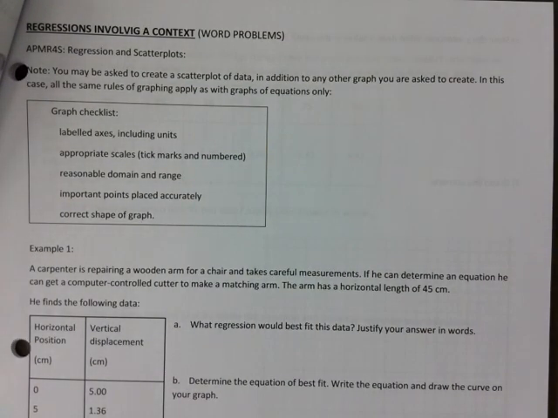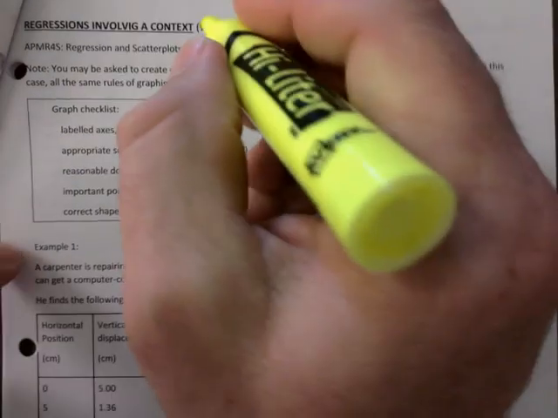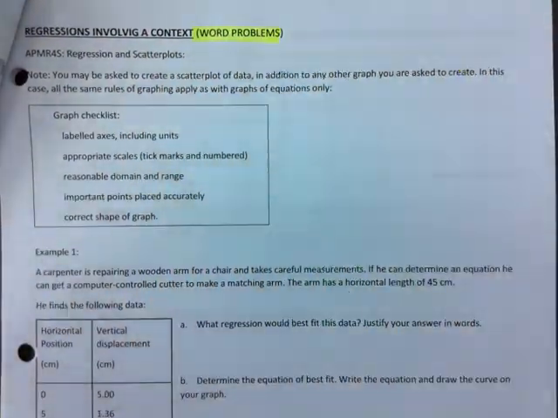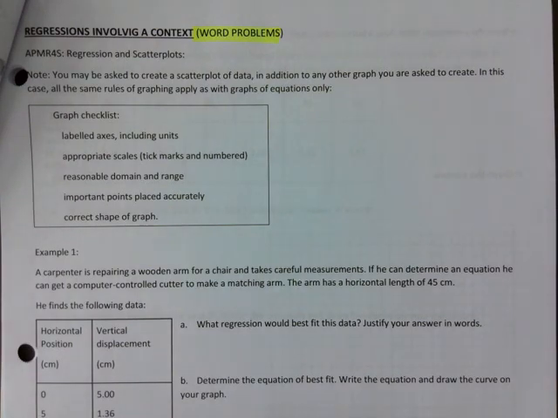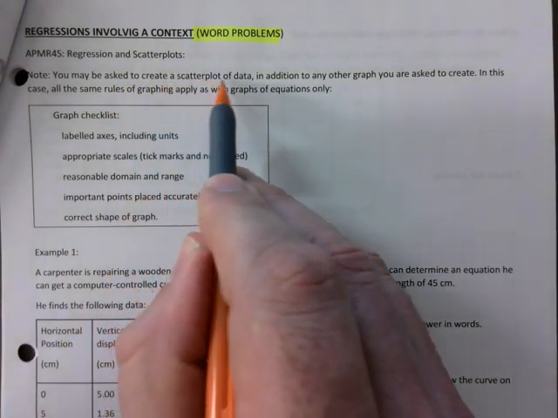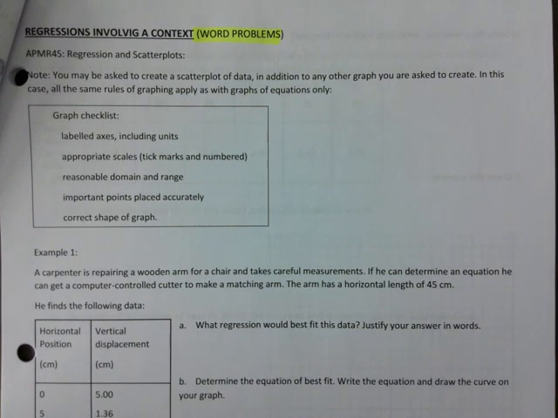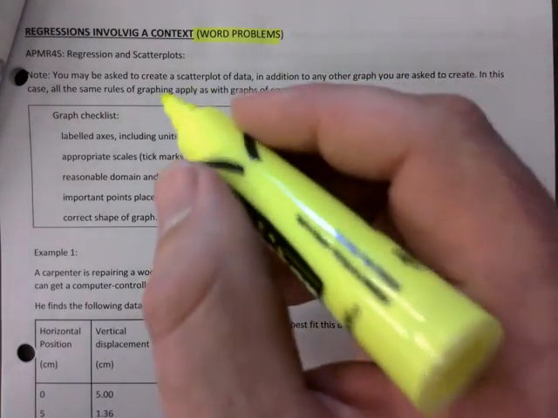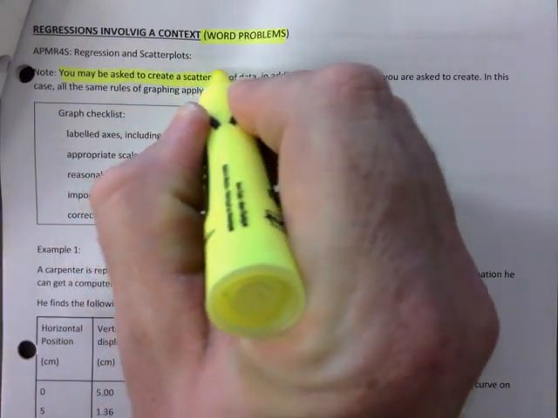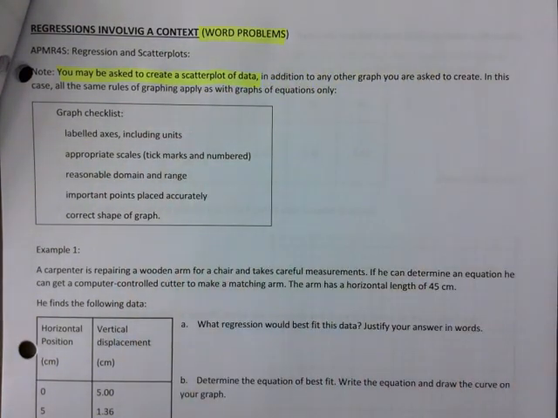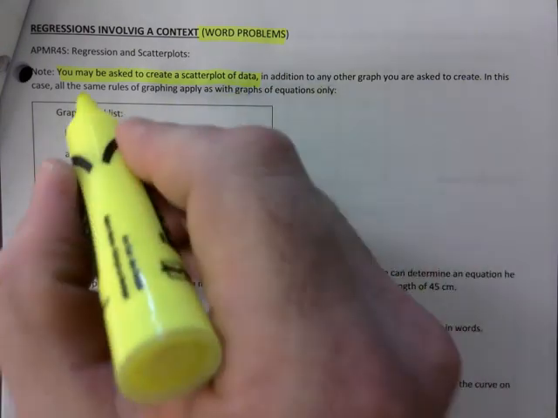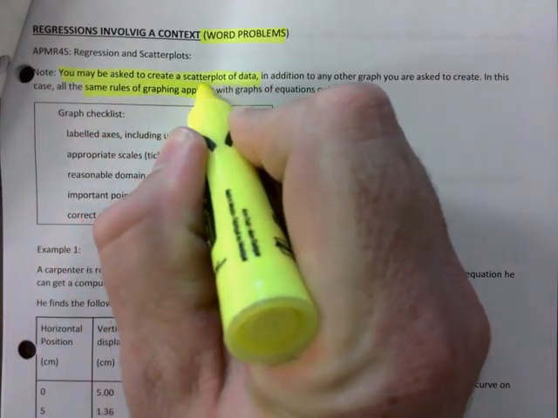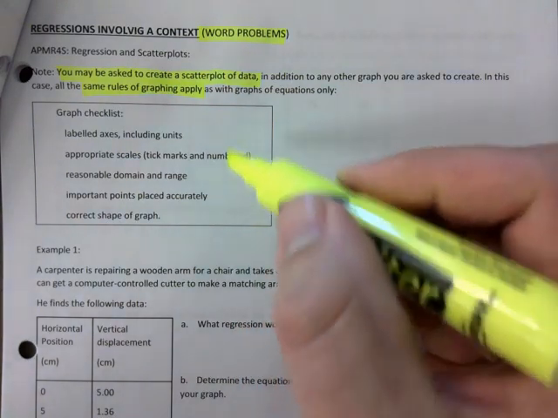Regressions involving a context. Okay. So basically word problems. You may be asked to create a scatter plot. The same rules apply. This is very, very important, okay? You may be asked to create a scatter plot of the data on paper. I'm talking here, not on your calculator. The same rules of graphing apply, okay? Nothing changes.